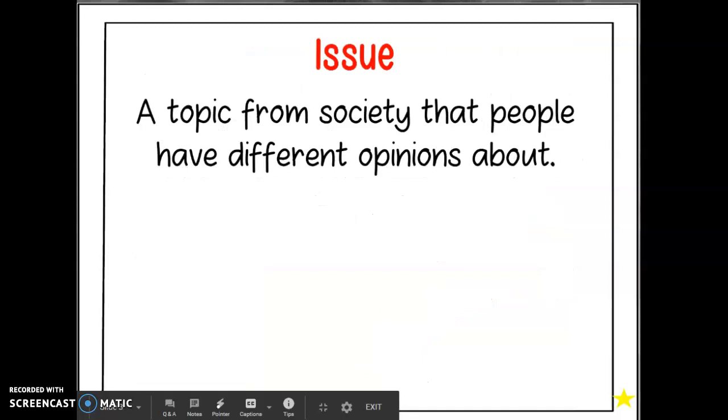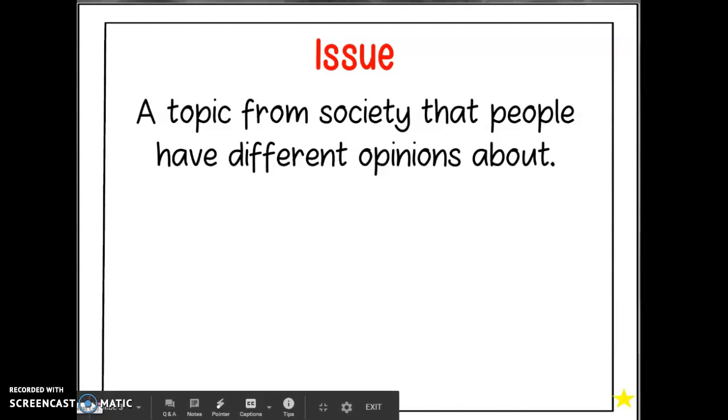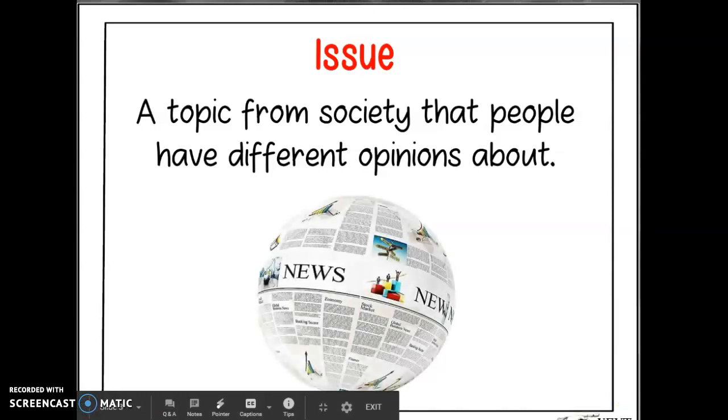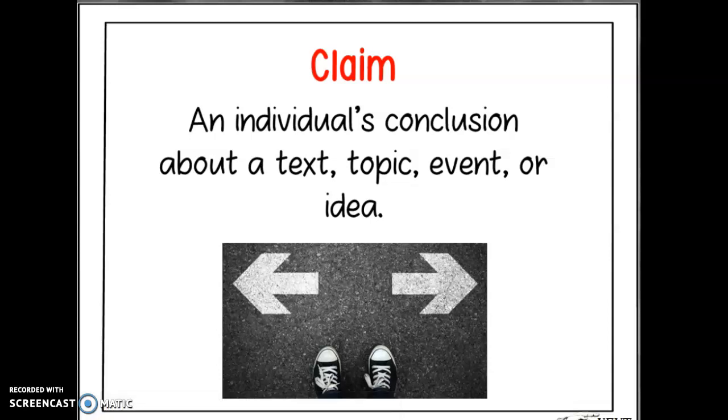An issue is a topic from society that people have different opinions about. This may be something that's personal to you or something that's just happening right now in today's society. It may not necessarily be personal to you, but something you're just interested in writing about. A claim is an individual's conclusion about a text, topic, event, or idea.